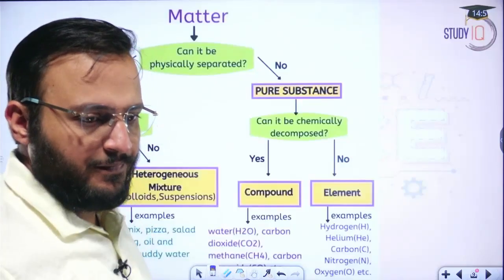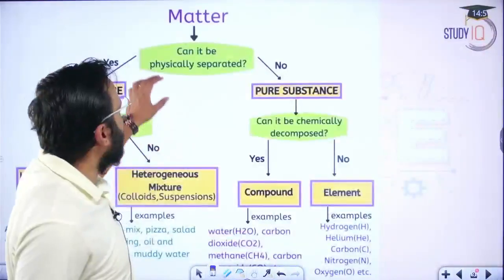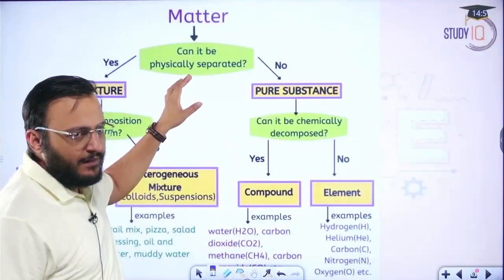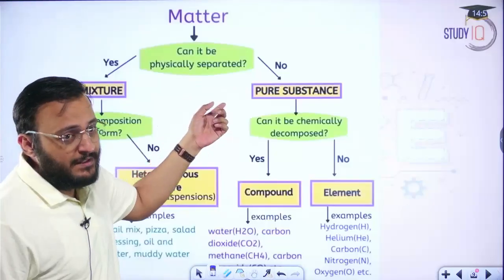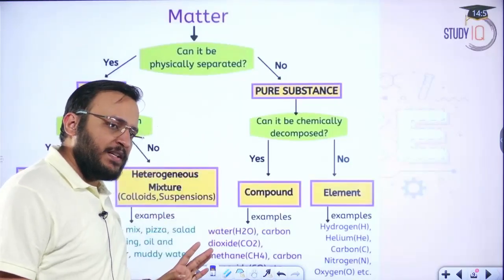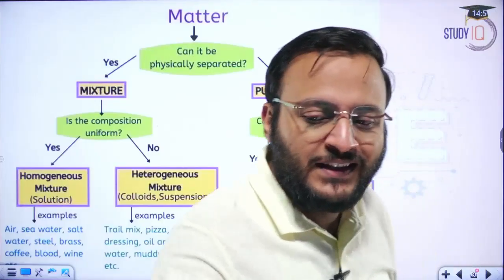All right, everyone. So now let us talk about matter, and with the help of this particular graph, you can clearly see that if the matter can be physically separated, then it is a mixture. If it is not possible to separate it physically, then it is a pure substance. Okay, so can you physically separate this particular thing?